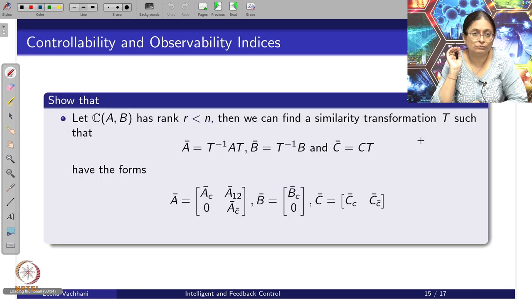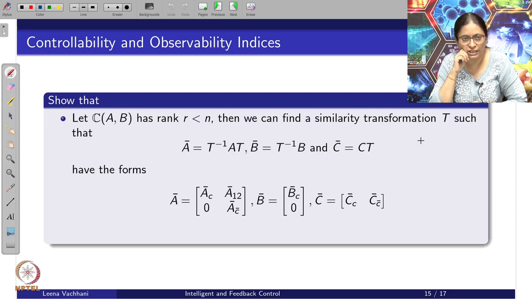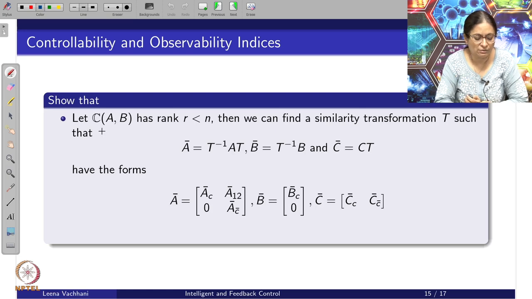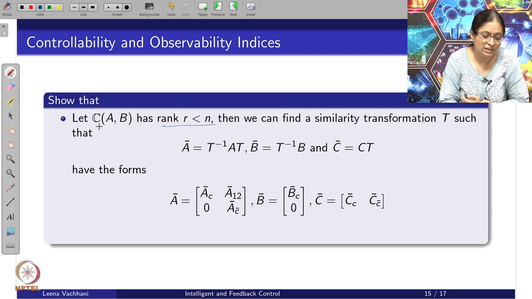All right. Now at the same time, if I have the controllability and observability indices given. For example, I have a controllability matrix of A and B with a rank R which is less than n. Then it's a wonderful theorem, even in SISO, which is applicable in MIMO as well. I'm not talking about a fully controllable system as of now. I start with a system which is non-controllable, which has the rank of the controllability matrix given by R, which is less than n. N is the number of states in the state space realization that we are considering.